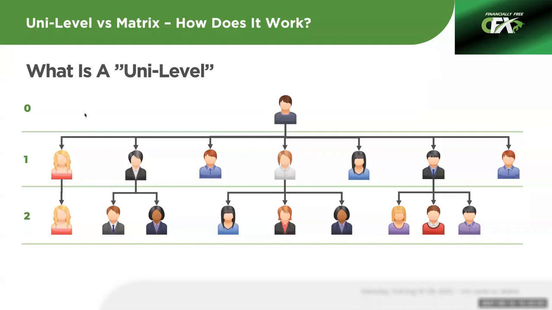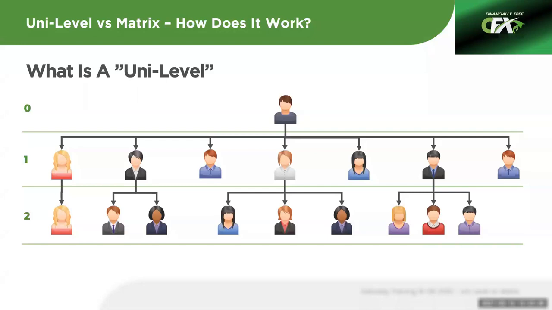And as you can see, you're on level 0, there's the 0 to the left, and then you have level 1, which are the people that you directly introduce, and then you have level 2, which are the people they introduce, and level 3 are the people the level 2 introduce, and so on and so forth. Now in a uni level, you can build as wide as you like, and the people underneath you that they bring in can build as wide as they like.